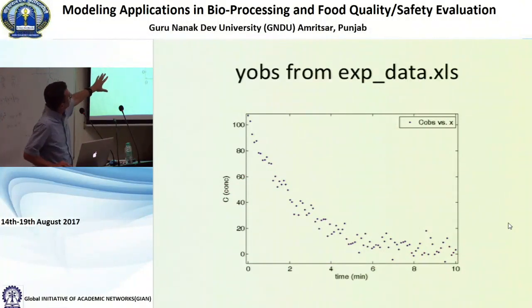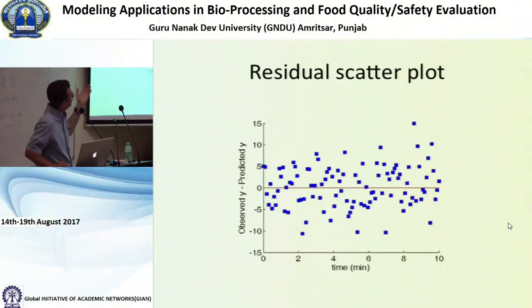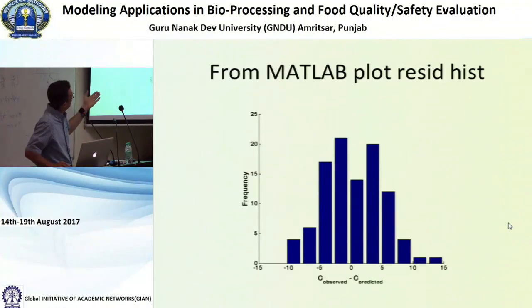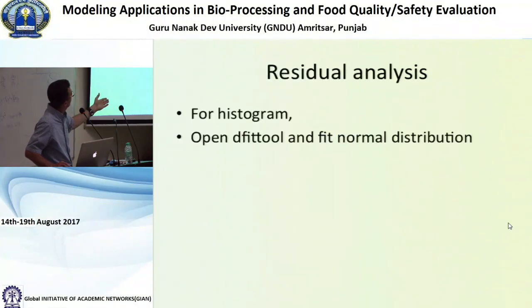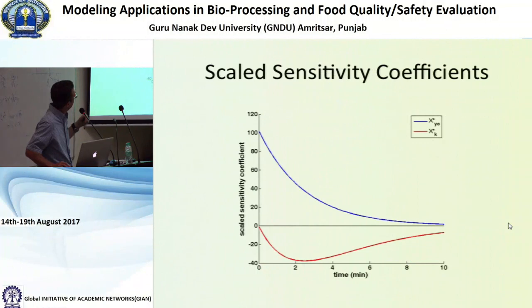So this is a result from exponential data. Here are your data, and this is the equation. We supply data there. This is my residual scatter plot, and this is my histogram. So you can also produce a histogram here.